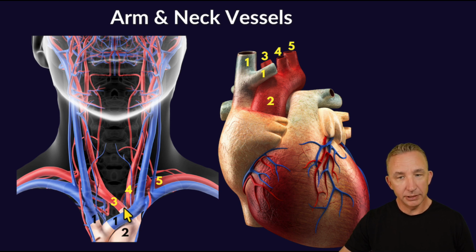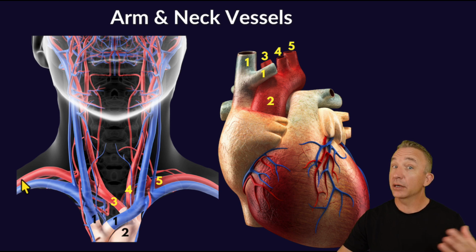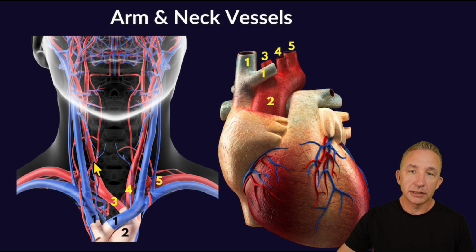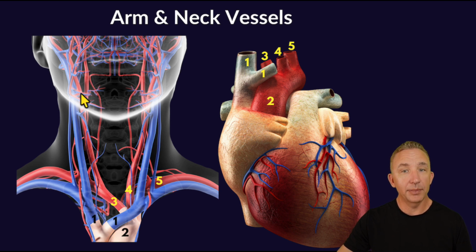So in review on the right side, the brachiocephalic trunk, that artery splits into subclavian to go to axillary, then becomes brachial, then radial, then ulnar. As I come up, this turns into the common carotid artery on the right side. So my right common carotid artery splits into my internal carotid artery and my external.